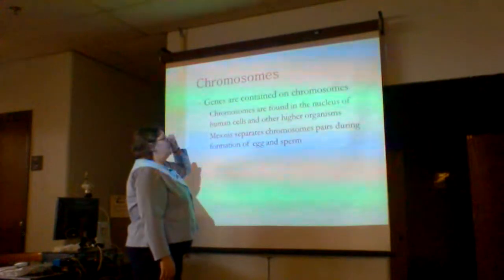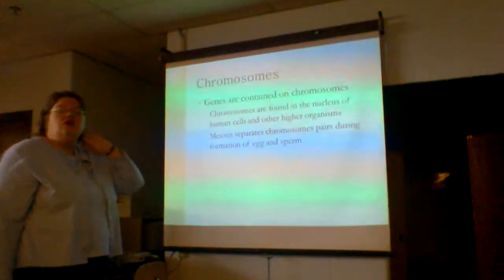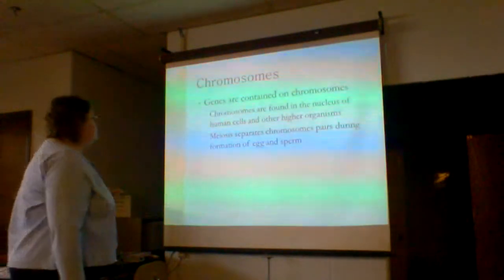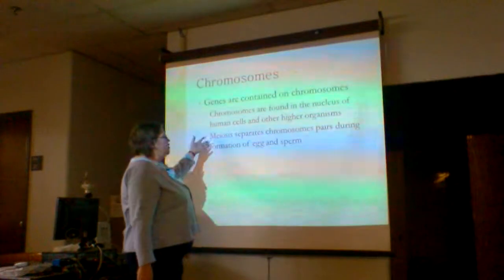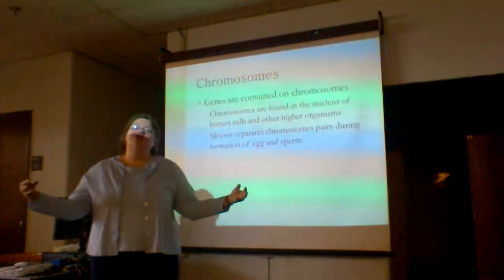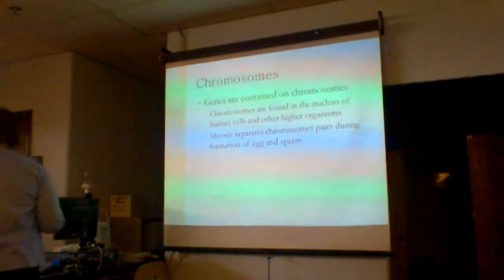What we're talking about most of the time in this class when we talk about chromosomes will be things like human chromosomes and animal chromosomes. Meiosis separates those chromosome pairs to make eggs and sperm. Fertilization brings them back together to create the next organism.